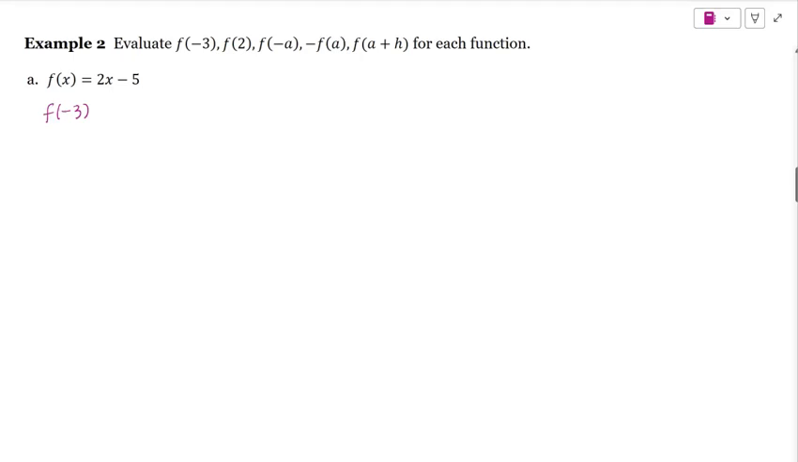When I have this value in parentheses, it's in the place of x, and it means that wherever I see x in the function that's given, I'm going to plug that number in. So I am going to take -3 and substitute it here for x. So it's going to be multiplied by 2, and then we'll subtract 5. So for f of -3, we're getting -11.